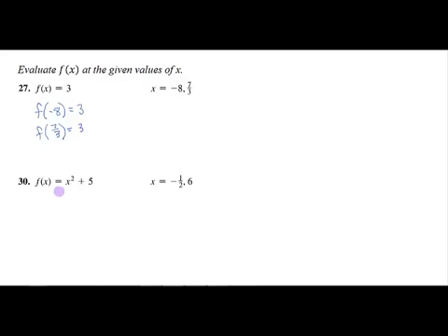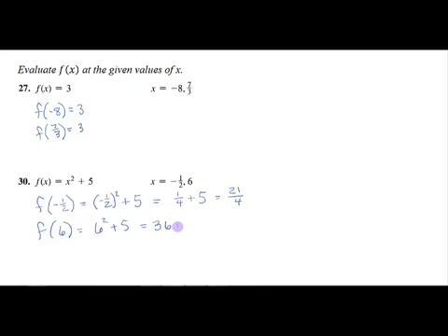So let's try our next function, f of x equals x squared plus 5. They want us to put in a -1/2 for f of -1/2. And this function takes the input, squares it, and adds 5 to it. So when we simplify this, -1/2 squared is +1/4 plus 5, which gives us 21/4. And let's try f of 6 now. F of 6 would be 6 squared plus 5, so 36 plus 5, which is 41.